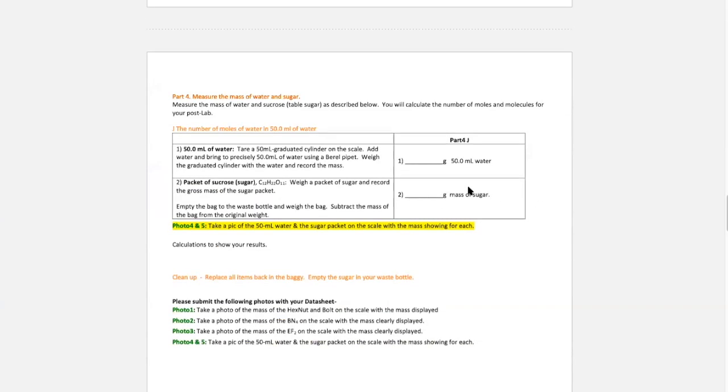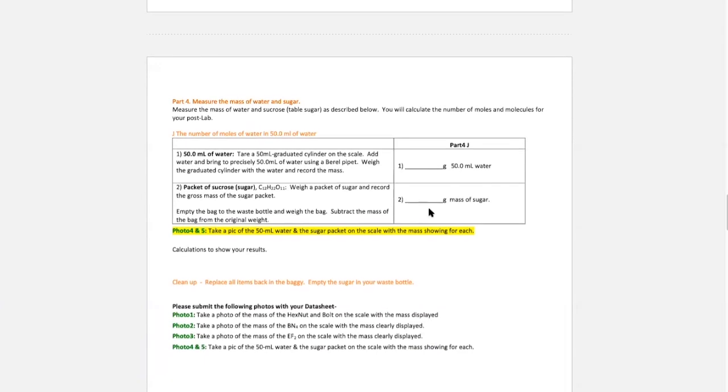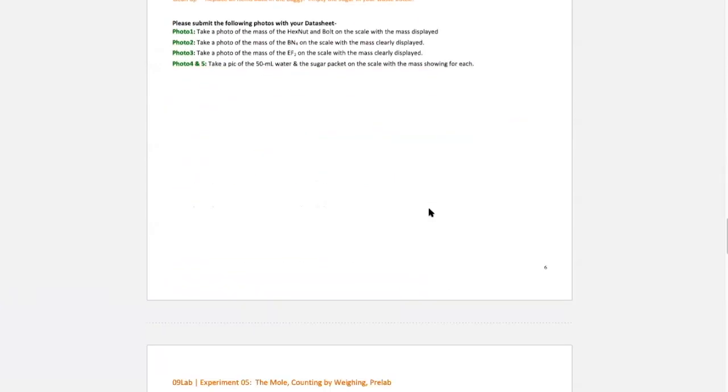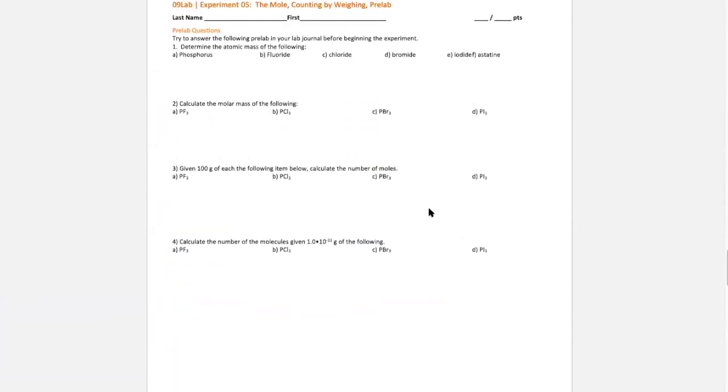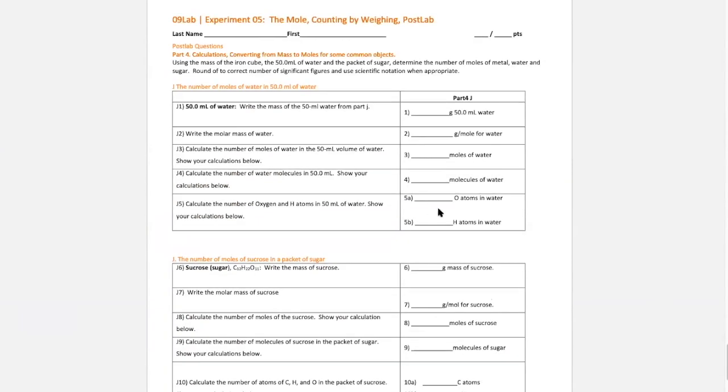The next part of this is weigh your 50 milliliters of water, weigh your sugar. And that's your data. In the calculation, this is your PreLab. You guys want to put that data in here again, and then calculate your moles of water. And remember that your moles of water, you guys know how to do that. Let's say that my water is 49.37 grams.